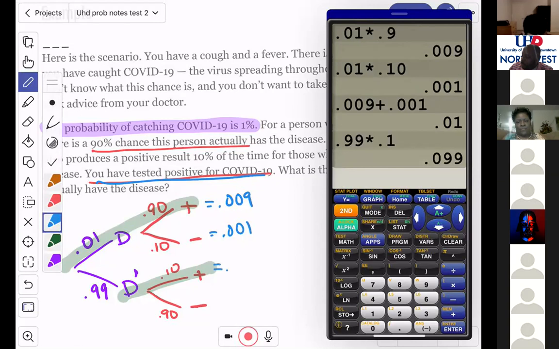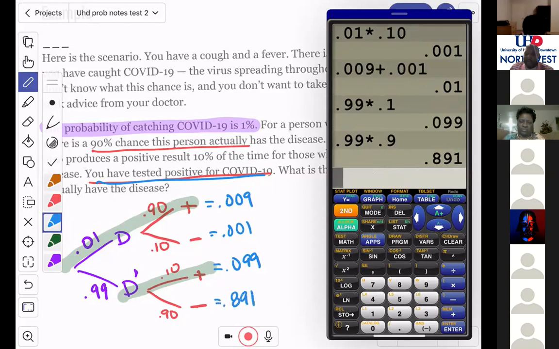0.099. 0.99 times 0.9, 0.891. Again, if you add up 0.891 plus 0.099, look what you get, 99%.